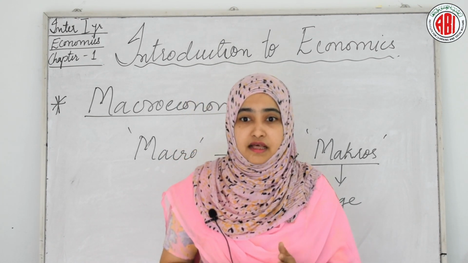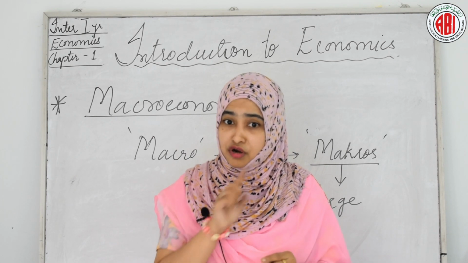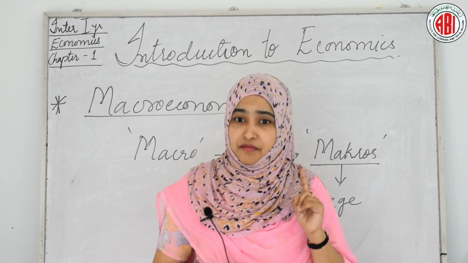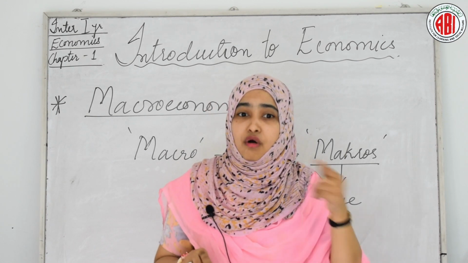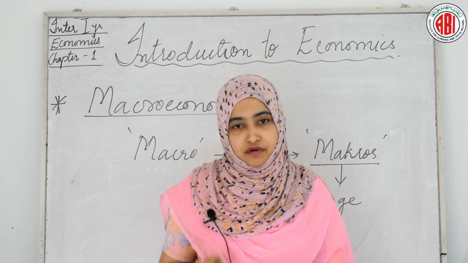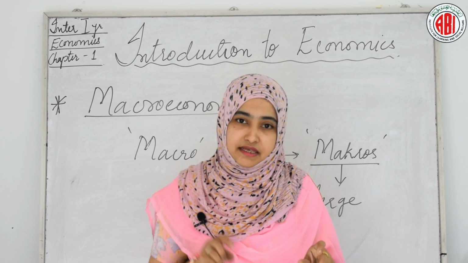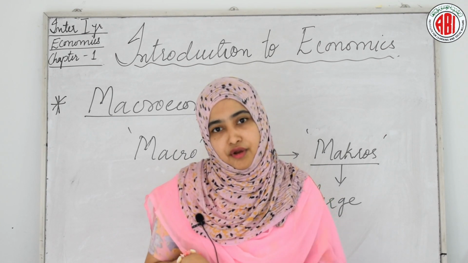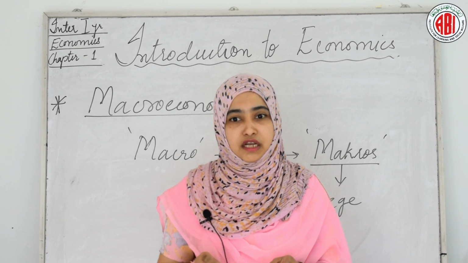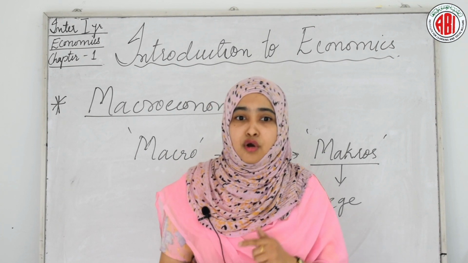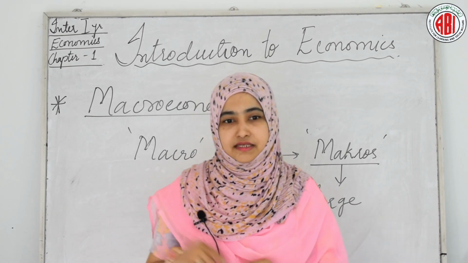According to Baldwin, macroeconomics studies national income, not individual income, general price level instead of individual price, and national output instead of individual output. This is the difference between microeconomics and macroeconomics. Microeconomics is dealing with the individual units and macroeconomics is dealing with the total consumption, total income, total employment and total savings, etc.